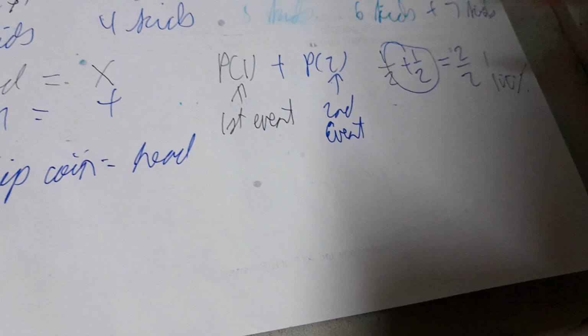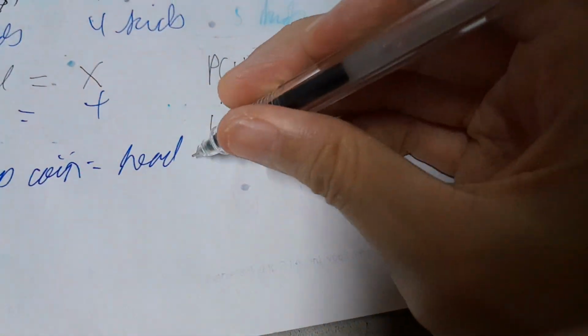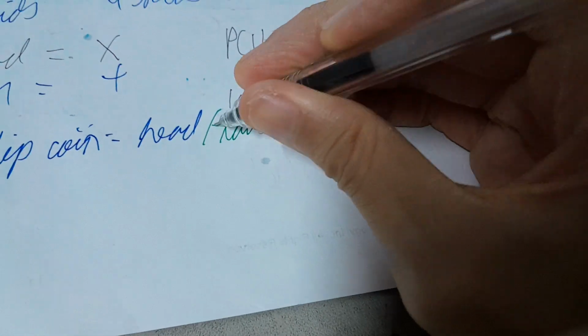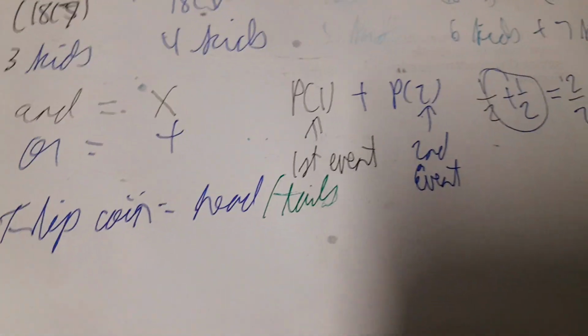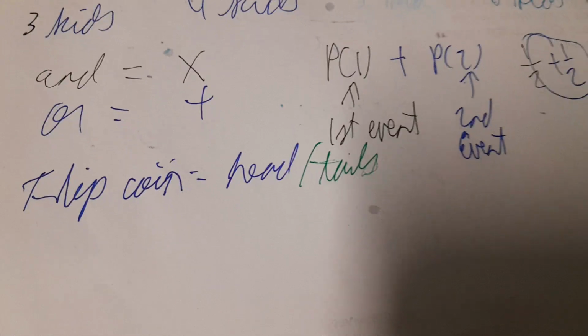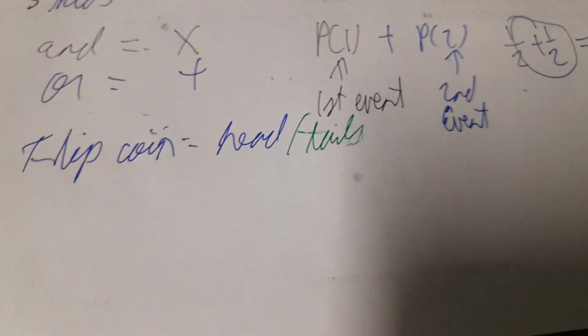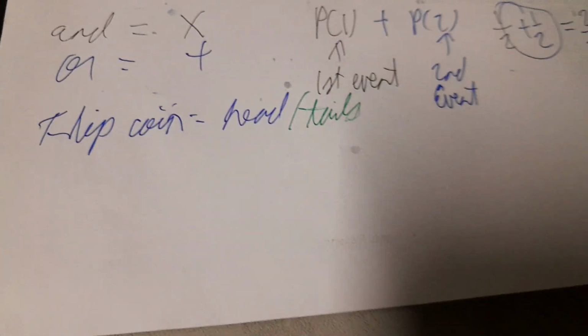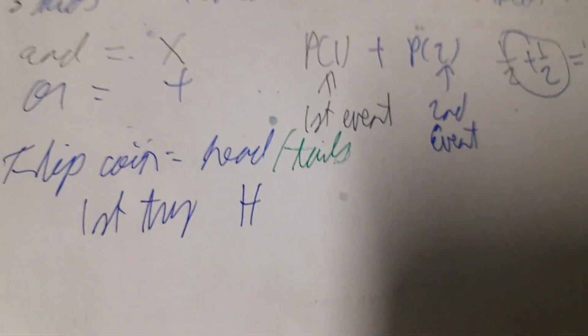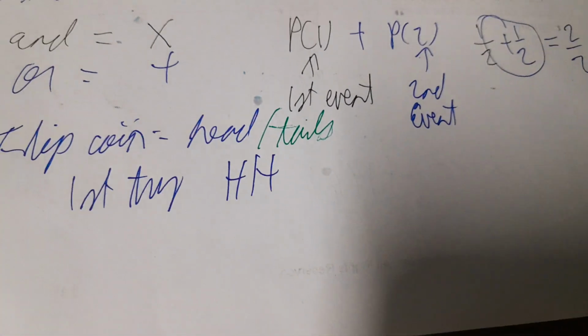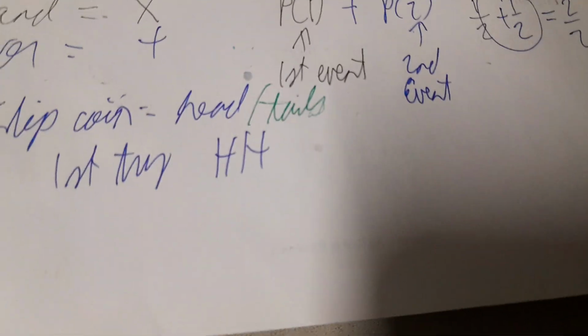Why is that? Remember, flipping a coin can give you head or tails. You will either get heads or tails, depending on the situation. If you get a head, let's say for example, remember you can do a tree diagram when you do stats and probs. So let's say on your first try, you will get heads. Then on your second try, you might also get another head.